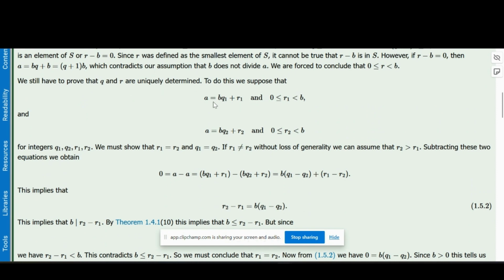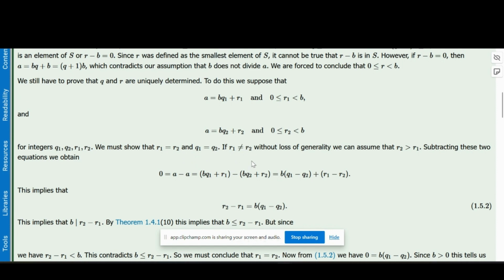To do this, we suppose that A = B·Q1 + R1 with 0 ≤ R1 < B, and A = B·Q2 + R2 with 0 ≤ R2 < B, for integers Q1, Q2, R1, R2. We must show that R1 = R2 and Q1 = Q2.